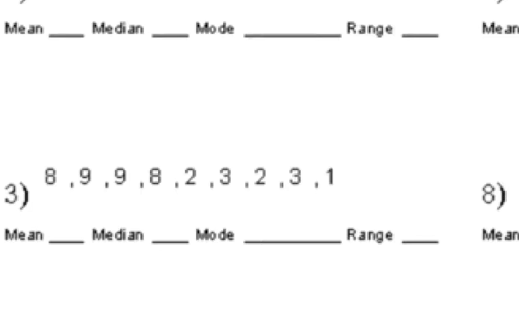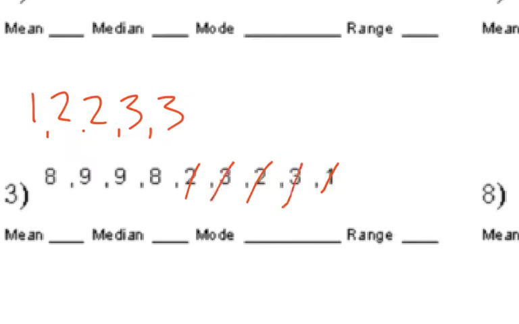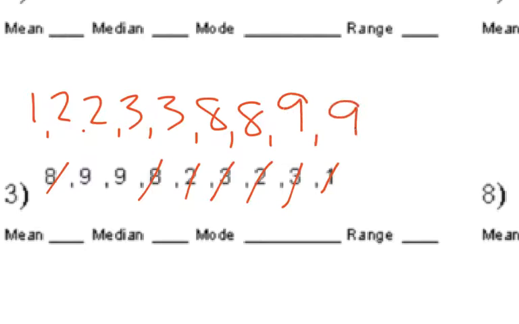Hey diddle diddle, the median. Oh, first I have to put them in order. My bad. So I have a 1. I have 2 2s. I have 2 3s. I have 2 8s. And I have 2 9s. So technically, I'm going to have a lot of modes. Hey diddle diddle, the median's the middle.